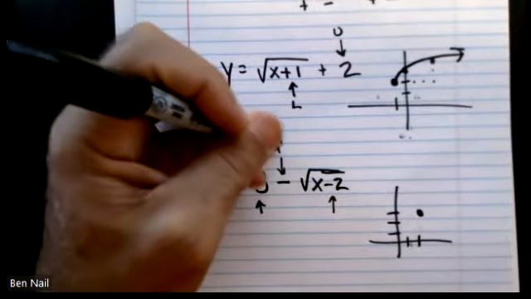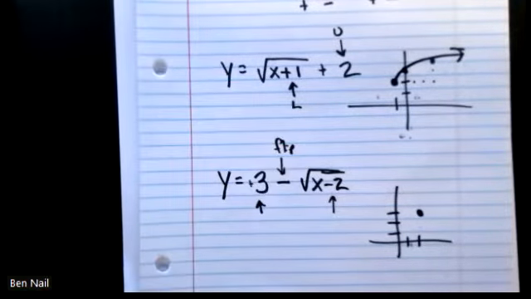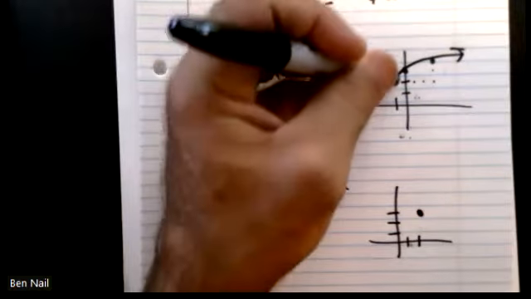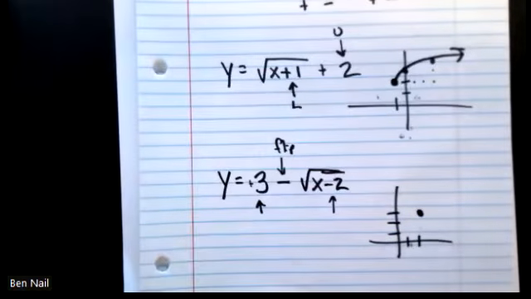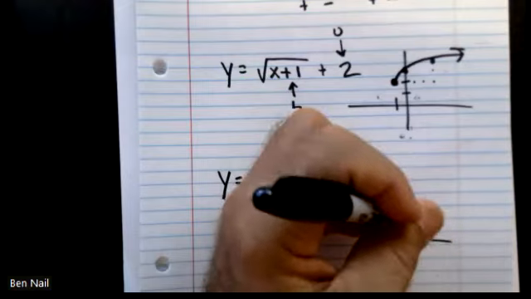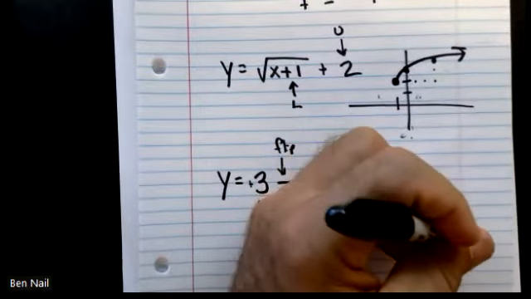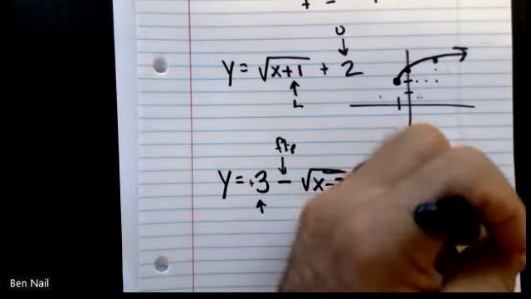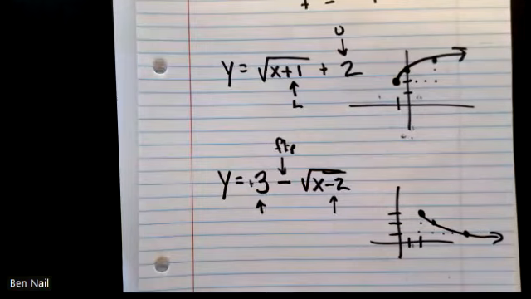The minus in front of the square root is what's going to take us and flip this thing over. So instead of going up and to the right like that, we're going to go down. So we're going to come down 1 and over 1. We're going to come down 2, over 4. Like that.